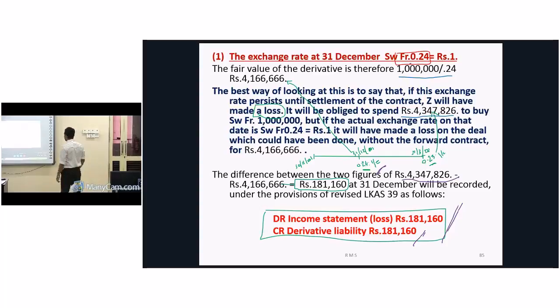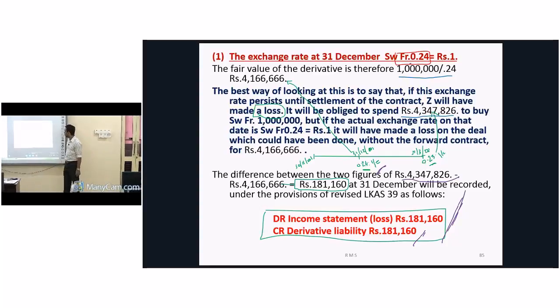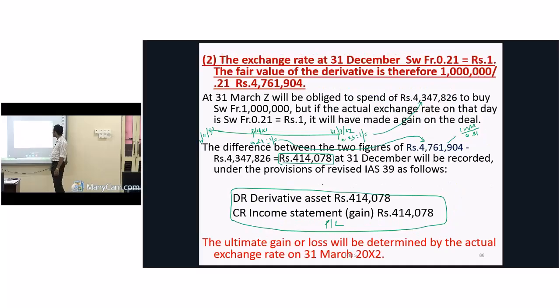How to take it? Look, income statement debit, derivative liability will be credited, right? Go forward again. What happens if the exchange rate is the other way around, now it's 0.21. I think our currency rate has appreciated. No, other way around, right? In the previous story, what has happened now? 0.24, again, our currency has depreciated.